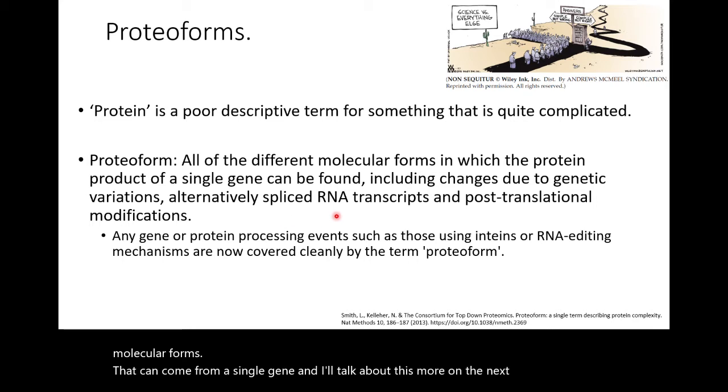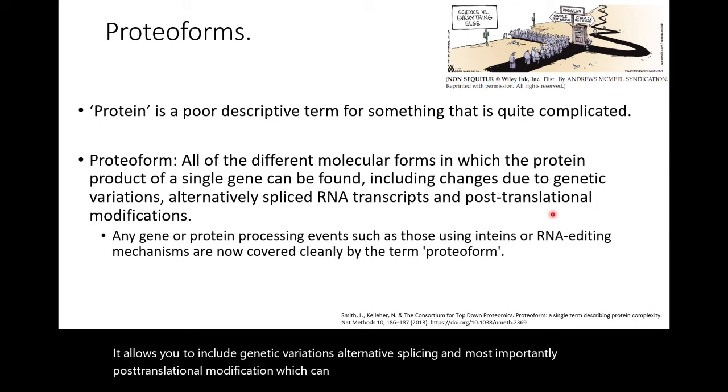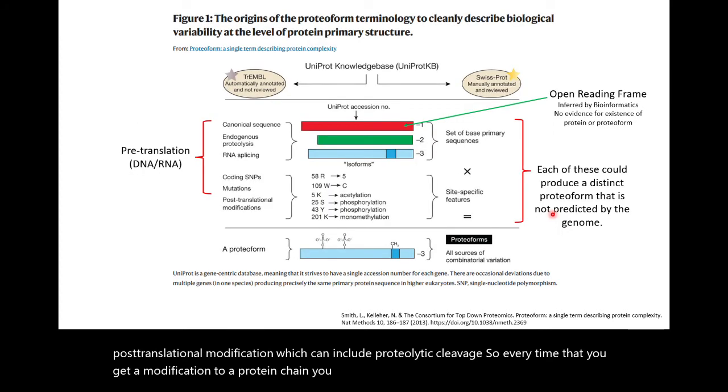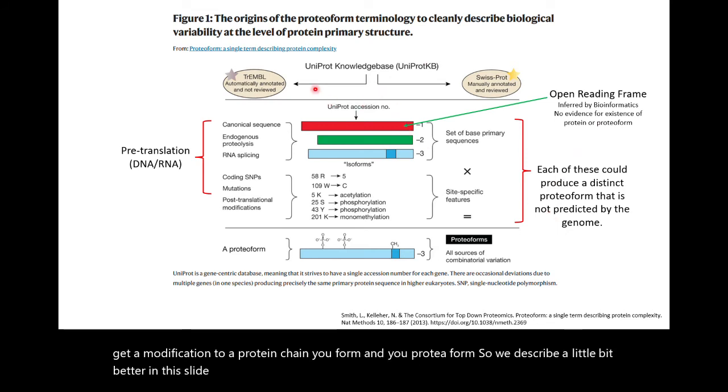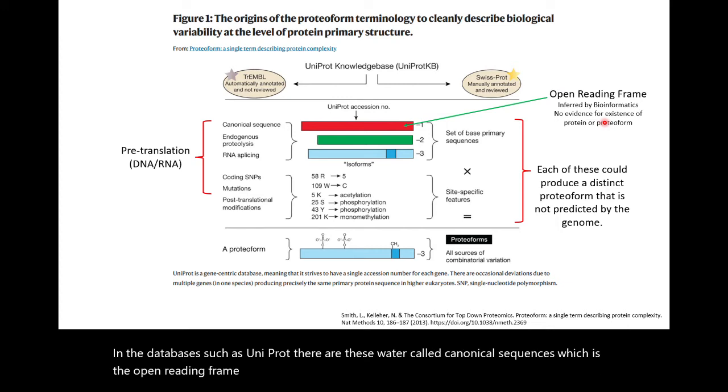And so it allows you to include genetic variations, alternative splicing, and most importantly, post-translational modification, which can include proteolytic cleavage. So every time that you get a modification to a protein chain, you form a new proteoform. So we describe this a little bit better in this slide here, where in the databases such as UniProt, there are these what are called canonical sequences, which is the open reading frame inferred by the bioinformatic translation of the genome.